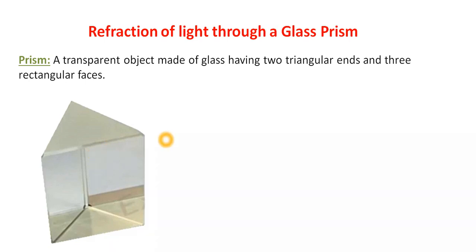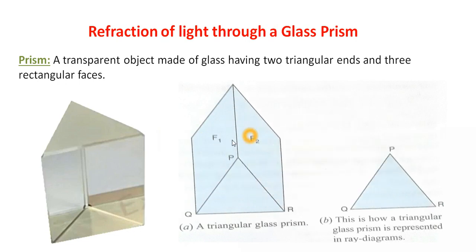You can see in the figure here that this glass prism has two triangular ends. One is this and the other is from here, and three rectangular faces. This is one rectangular face, this is another one, and the third one is at the bottom. So the opposite faces of the triangular glass prism are not parallel to one another. Okay, and these faces F1 and F2, you can see, are not parallel to one another. They are inclined at some angle, and this angle is called the angle of prism. Angle QPR is our angle of prism here.